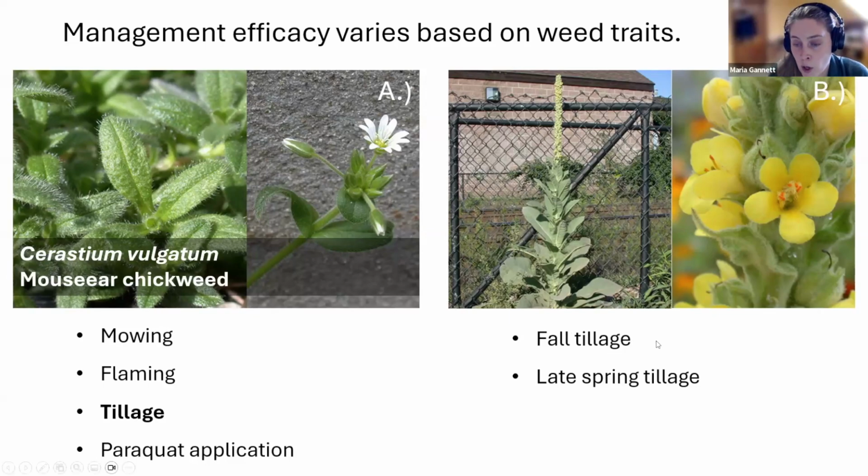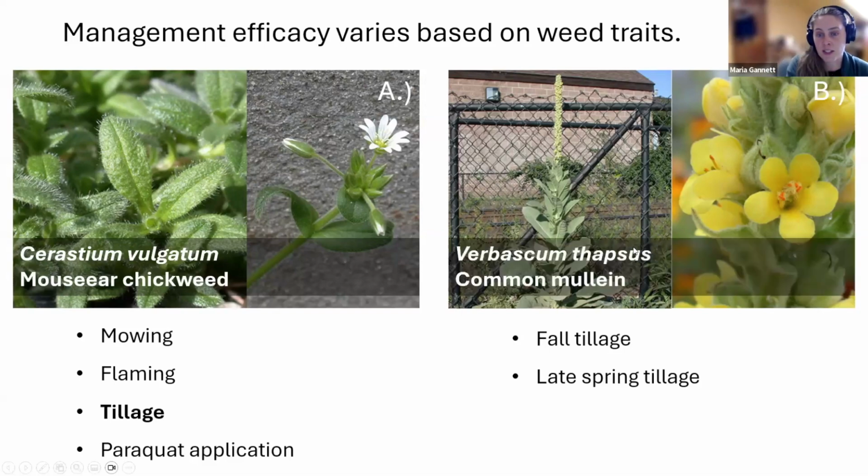Okay, so then for weed species B, I saw in the chat, we already had someone mention that this was a mullein. This is common mullein, or Verbascum thapsus. And this is actually a biennial. That means it takes 2 years to complete its life cycle. The first year, it's just going to germinate and hang out as a rosette. It's going to be very low growing. So something like mowing is not going to work to manage it the first year.